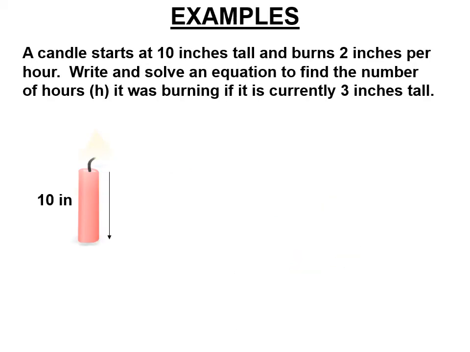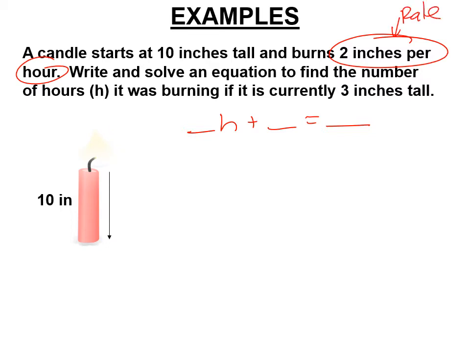All right, so this is an equation. We're going to go blank plus h plus blank equals the total. Now, this is tricky. Let's look at it. A candle starts at 10 inches tall and burns 2 inches per hour. Okay, so we're going 2 inches per hour. That's our rate, right? Hopefully you know where that goes in this equation.